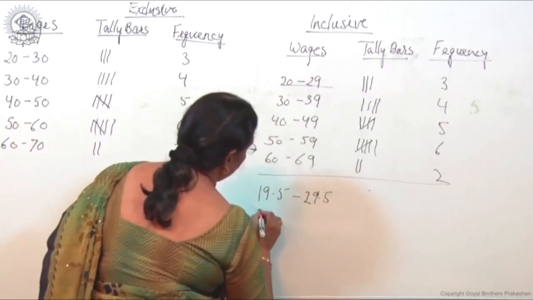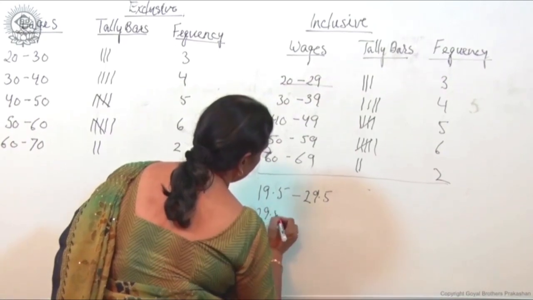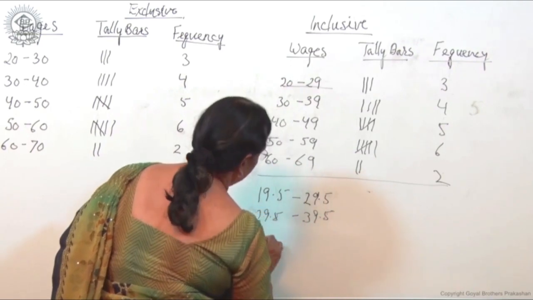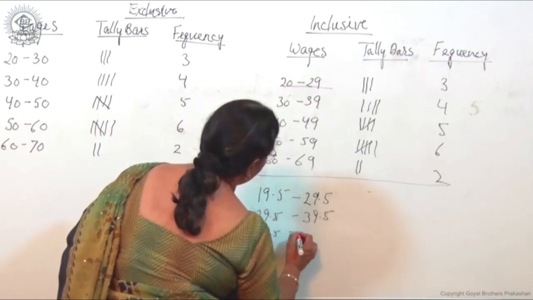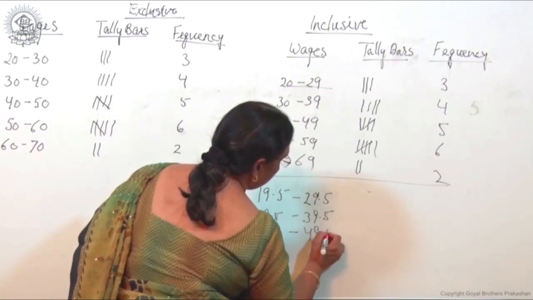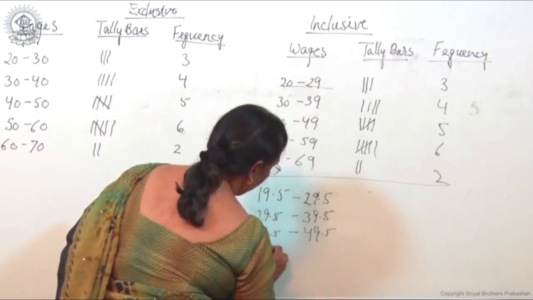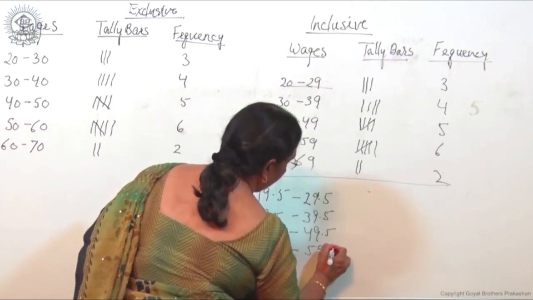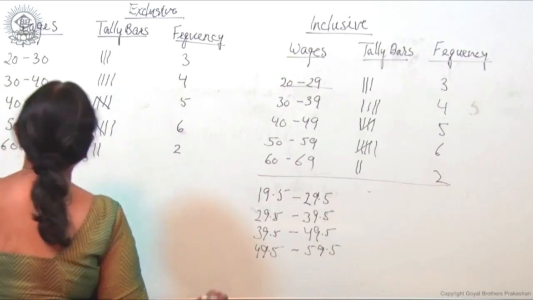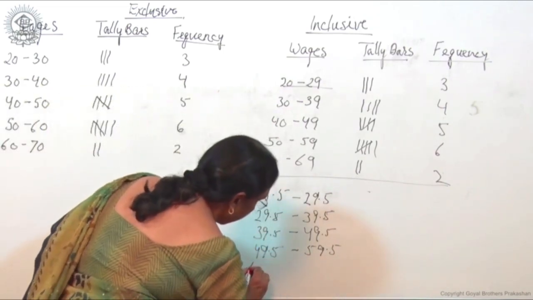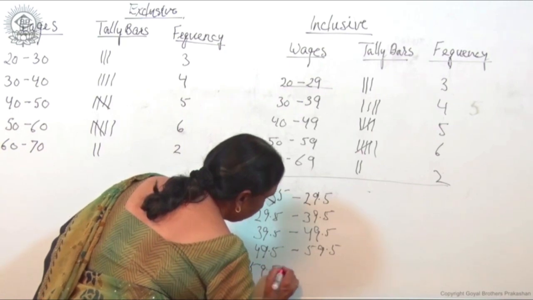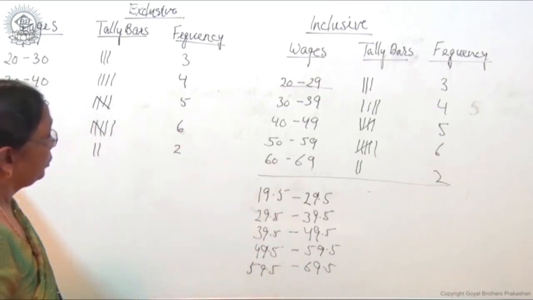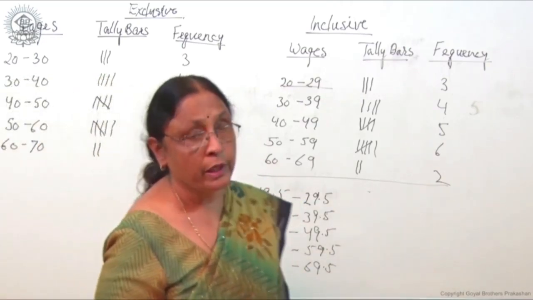then here 29.5 to 39.5, then 39.5 to 49.5, and 49.5 to 59.5, and as your data is more than 60, so you can take here 59.5 to 69.5, and accordingly you distribute the number of workers in each class.